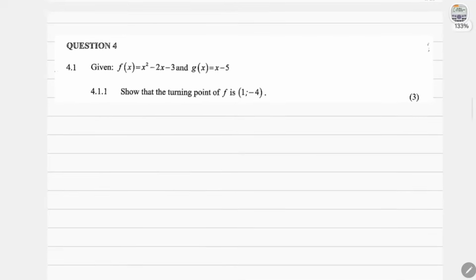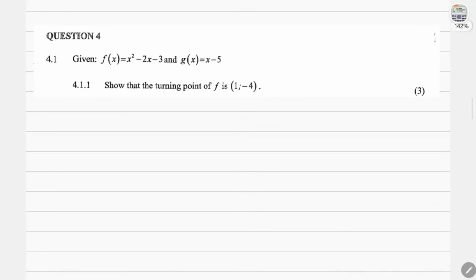Question 4, 4.1 says, given f of x equals x squared minus 2x minus 3 and g of x equals x minus 5, 4.1.1 says, show that the turning point of f is 1 and negative 4.